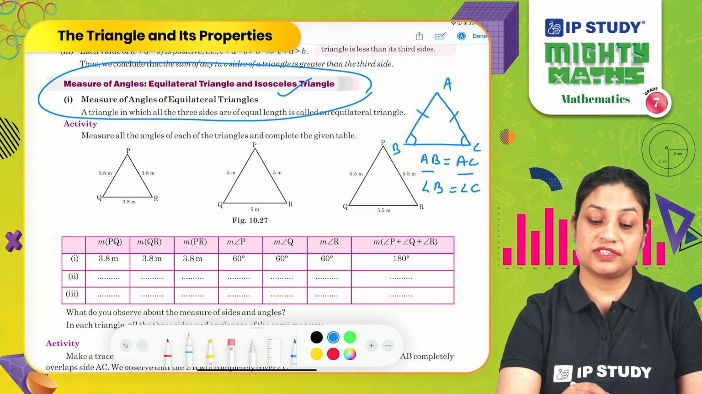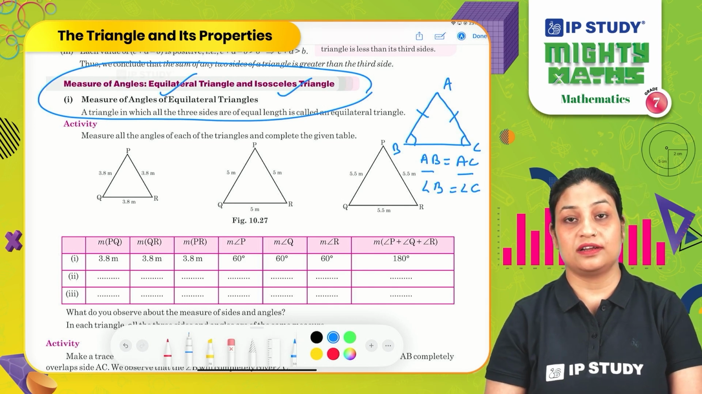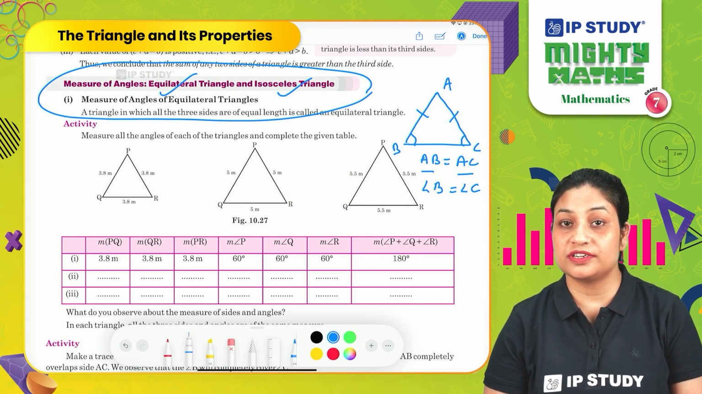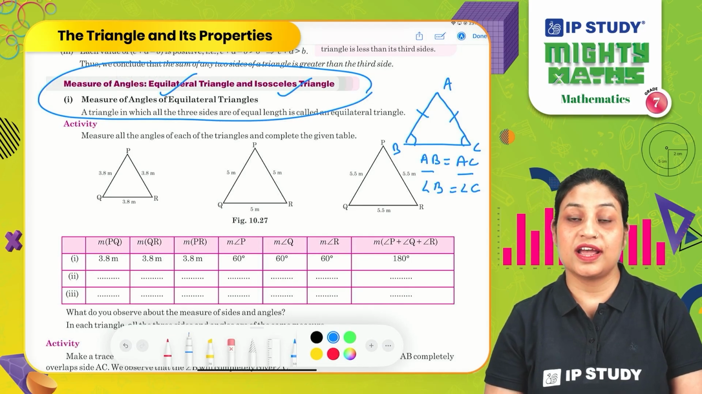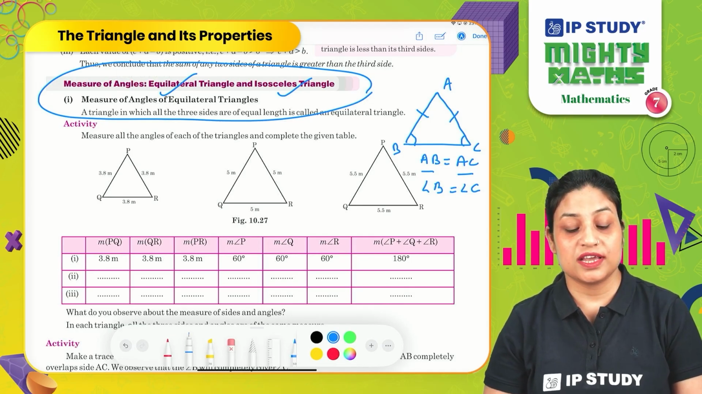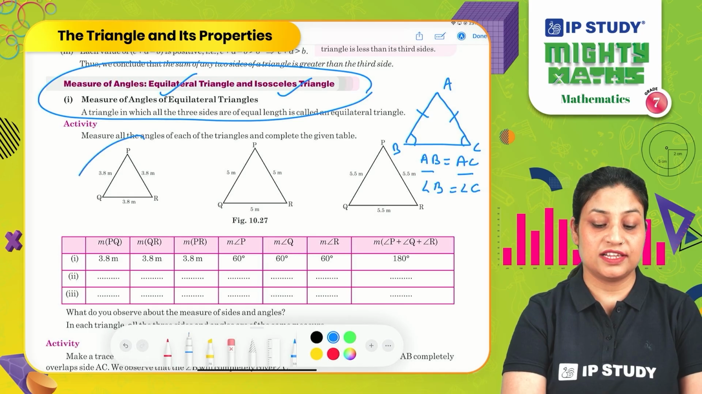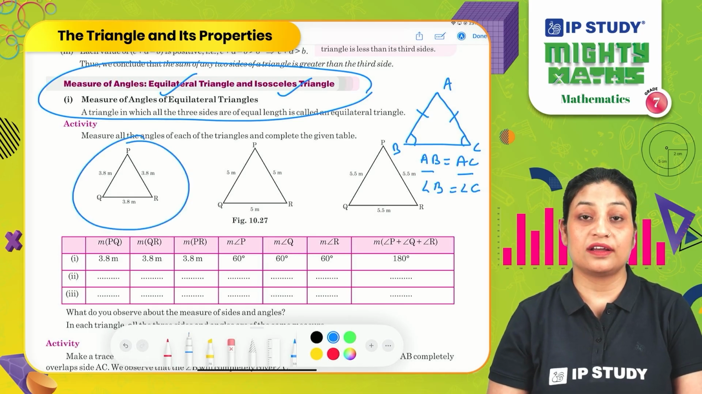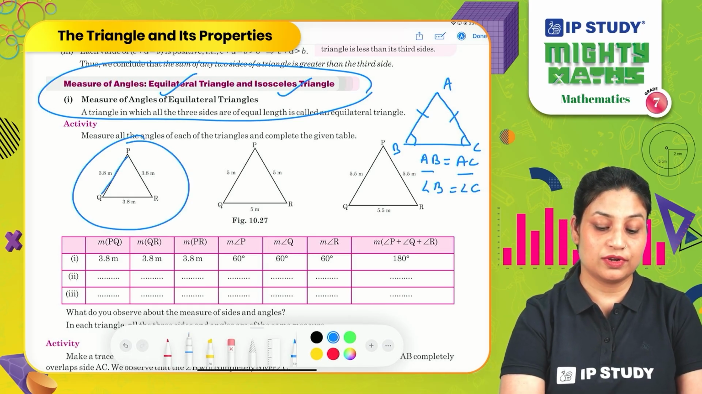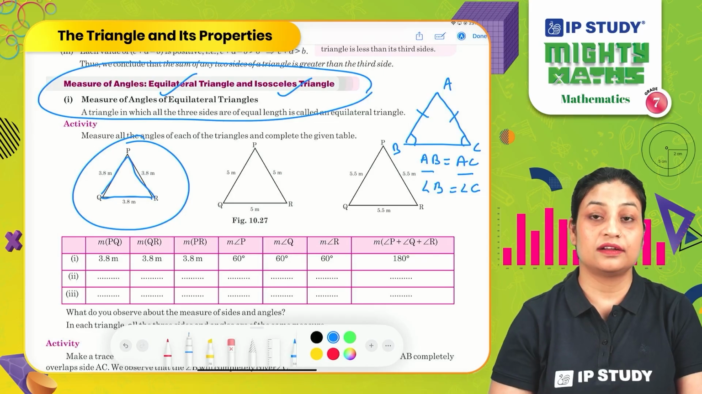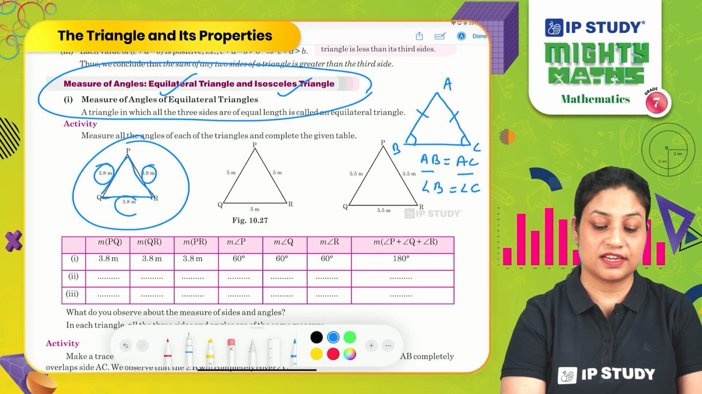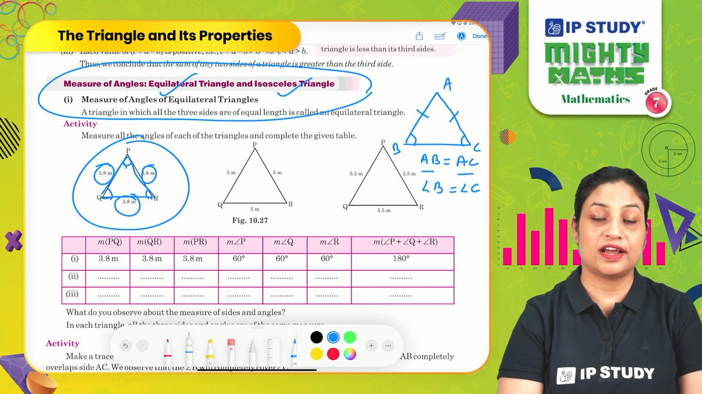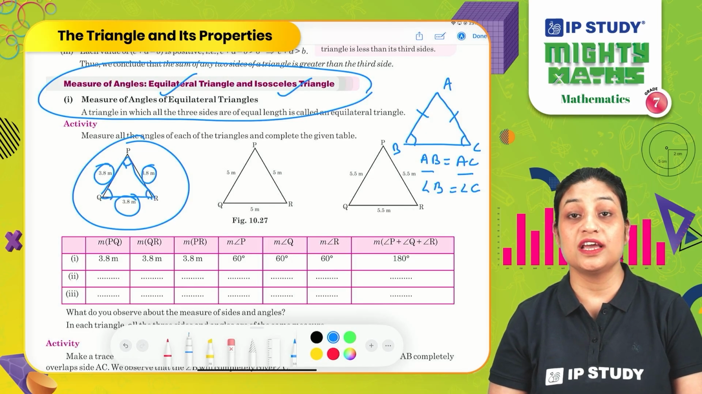Now, let me tell you about the equilateral triangle. What is special about an equilateral triangle? We know that in an equilateral triangle, all the sides are equal, hence all the angles are also equal. If I say in this triangle PQR, the three sides PQ, QR and PR are all 3.8 meters, then the angles P, Q and R, all the three angles will also be equal.